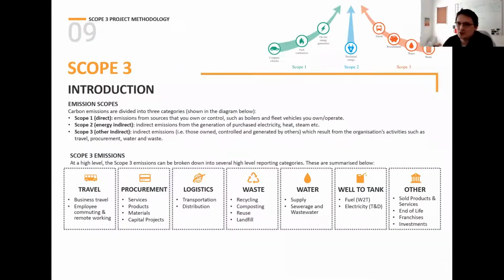So, jumping into the scope 3 aspect, there are lots of different ways you can break down scope 3. The GHG protocol actually breaks it down into 15 categories. For conceptualizing it, I've broken it down here into 7 chunks: travel, procurement, logistics, waste, water, what's referred to as well-to-tank emissions, and I'll get to those in a minute, and then others.